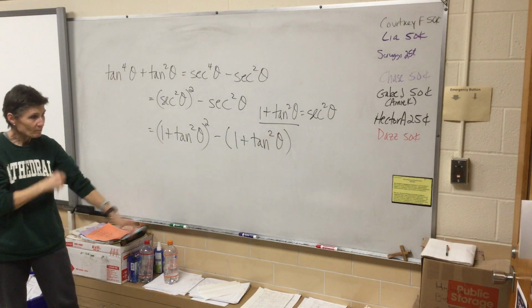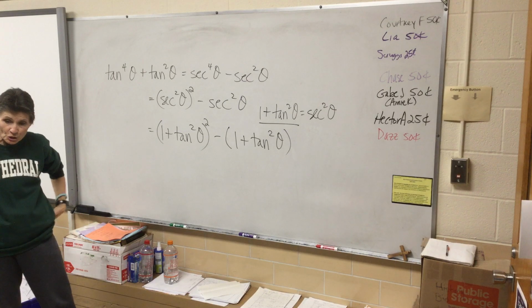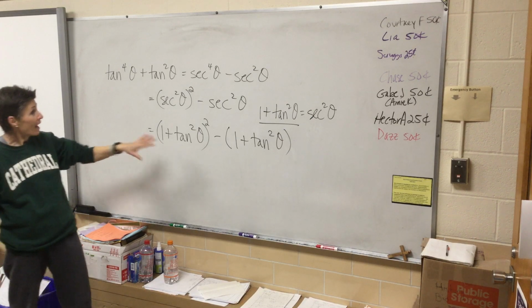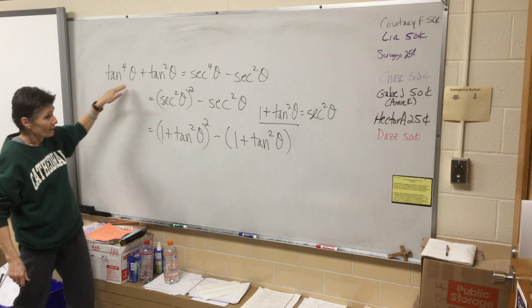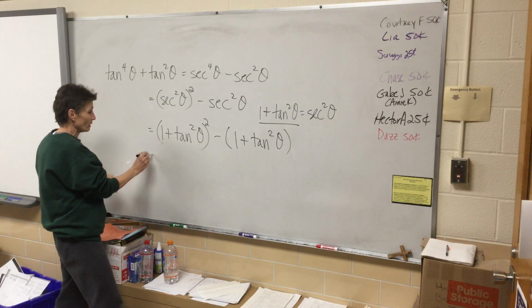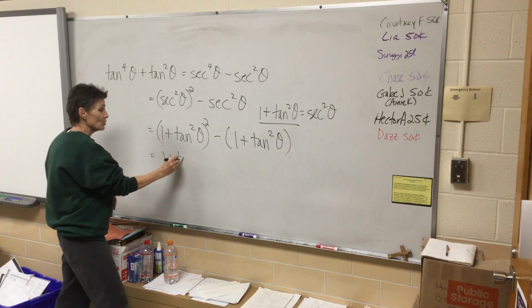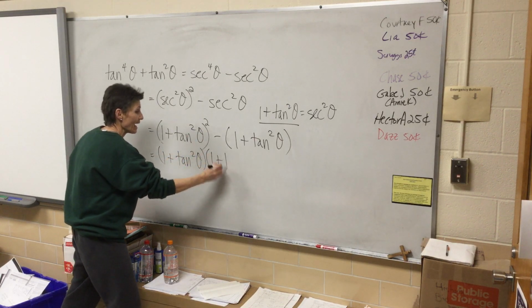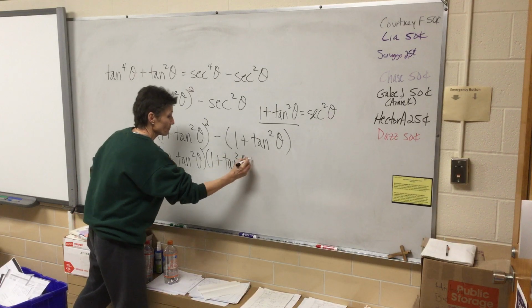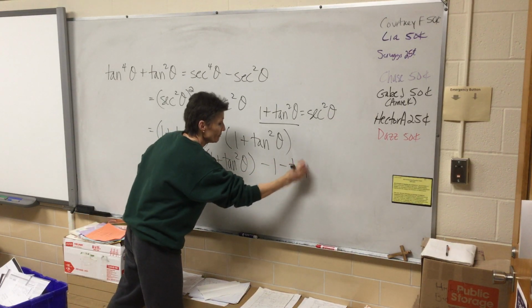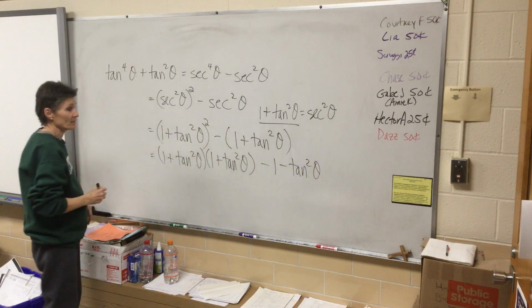All right, is everybody with me up to this point? Changing the secant squareds into 1 plus tangent squared. Well, now at least I have the function I wanted. Now I just need to clean this up. So remember, this is a FOIL. Do not distribute the 2. This has to be FOILed. And I'm going to go ahead and distribute that negative on that last parentheses.